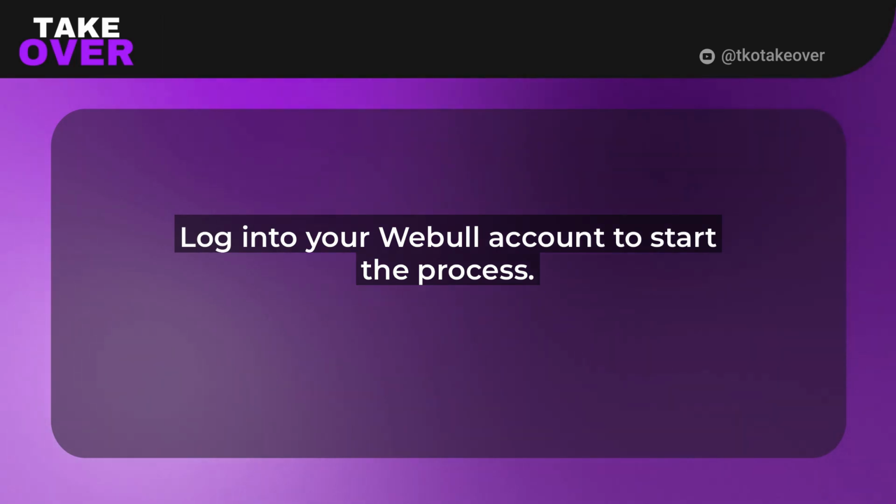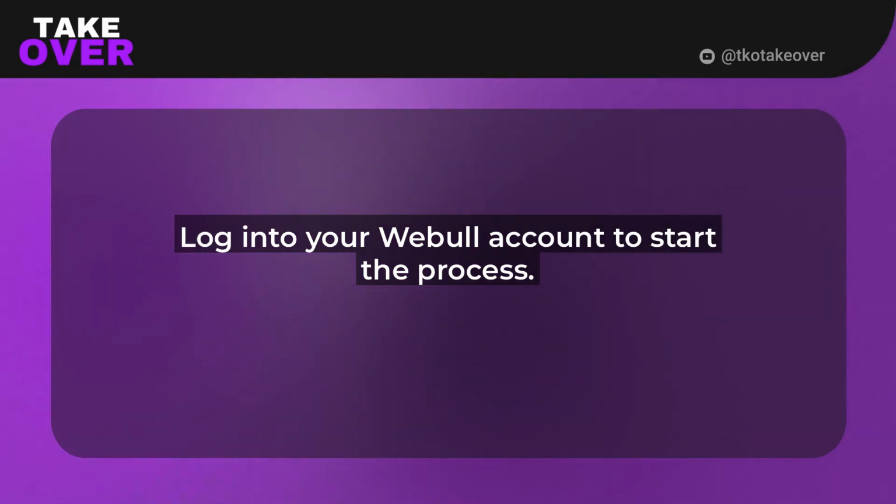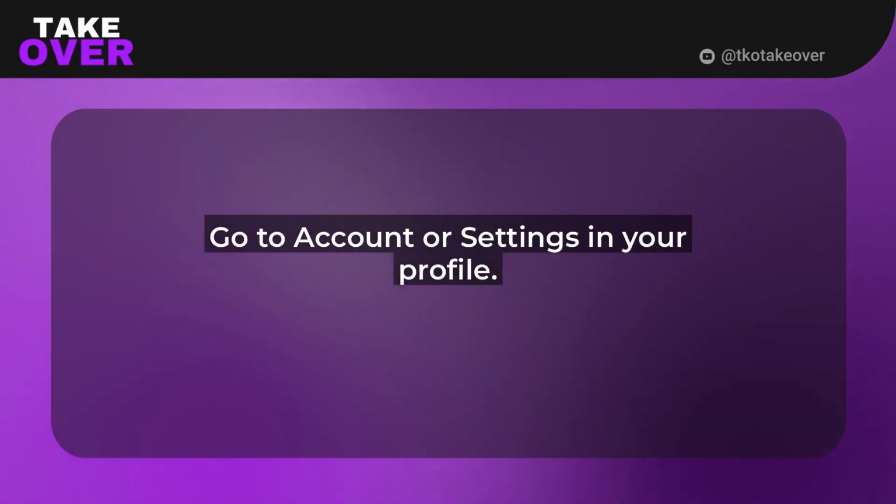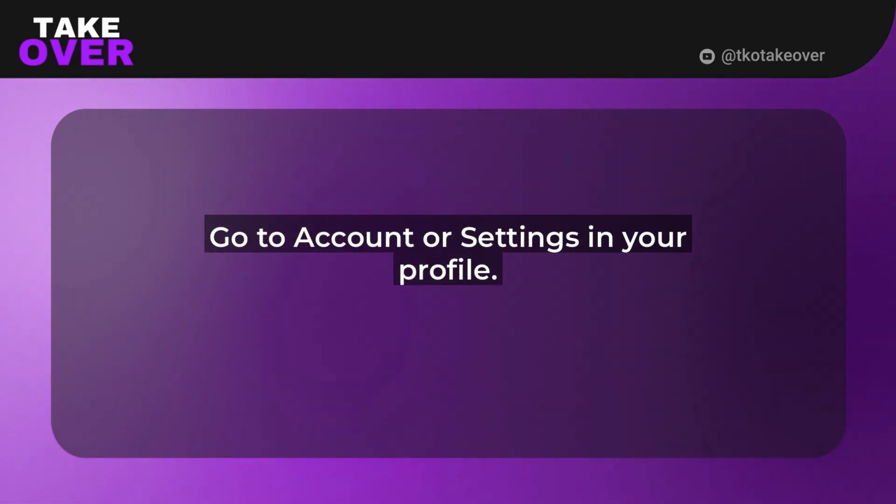First things first, make sure you're logged into your Webull app or website. Once you're in, head over to your account profile. This is usually found by tapping the person icon in the bottom right corner. Look for the Account or Settings section. It's your hub for all things related to your trading rules.